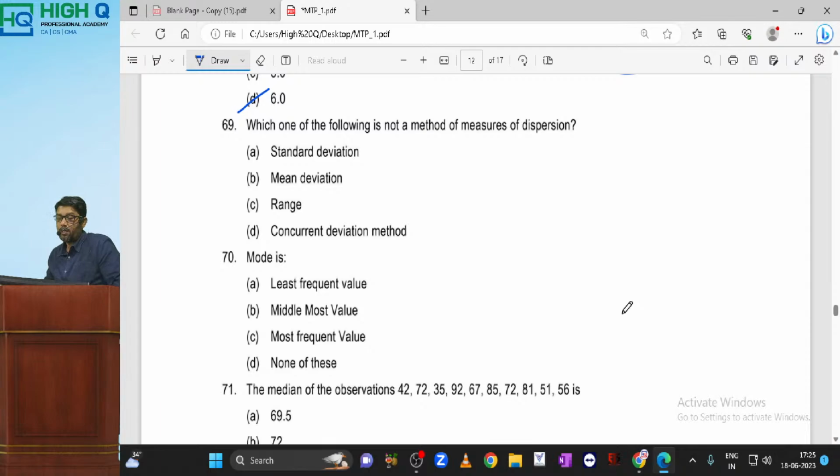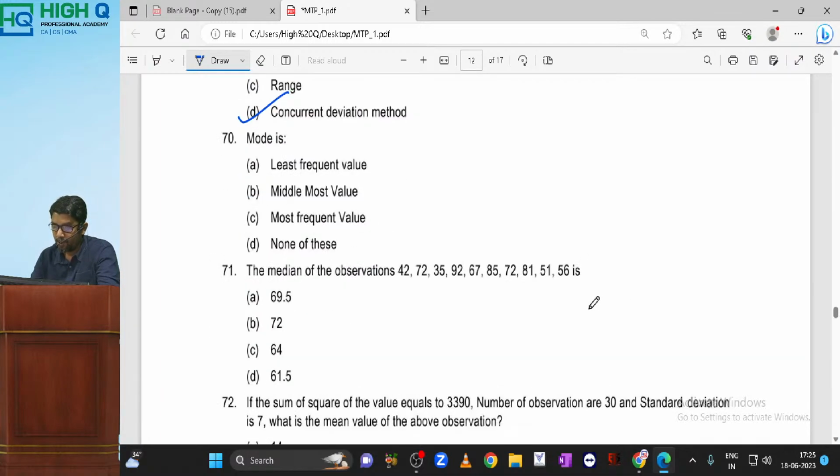Which one is not a method of measures of dispersion? Concurrent deviation, because it is a method of what? Coefficient of correlation. Mode is the least frequent value or the most frequent value?